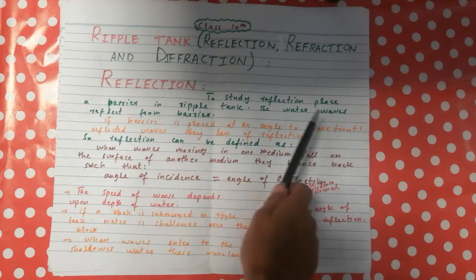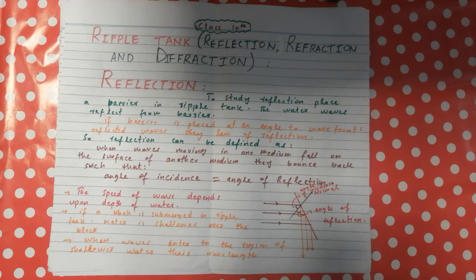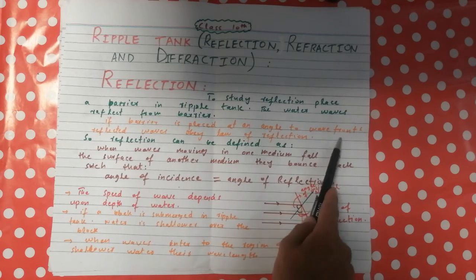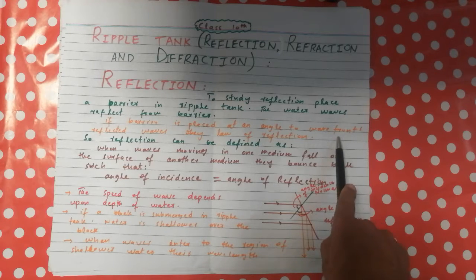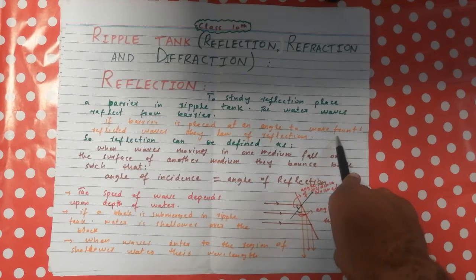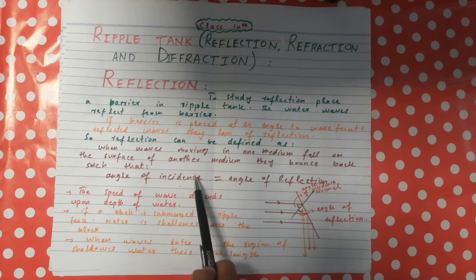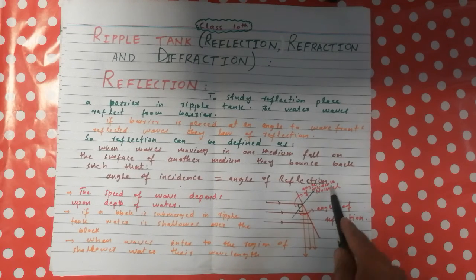We discussed how water waves show the mechanism of reflection in the ripple tank. To study the reflection of water waves in the ripple tank, we place a barrier in front of water waves. When we place a barrier in front of water waves, the water waves after touching the barrier reflect back, and if we place the barrier at some angle to the wave fronts, then the reflected waves obey the laws of reflection, that is, the angle of incidence is equal to the angle of reflection.